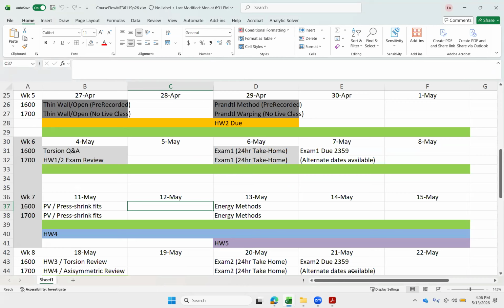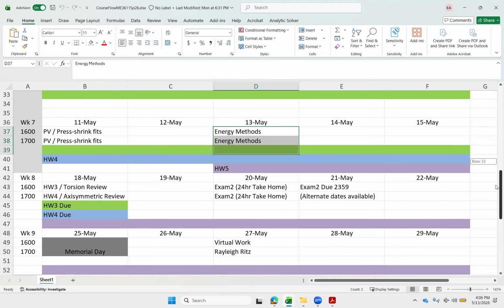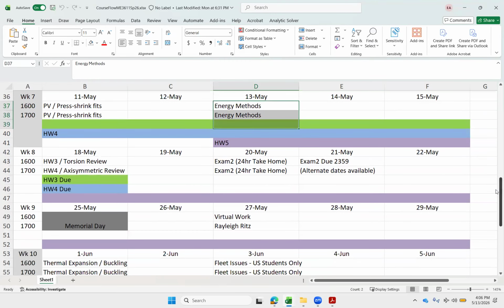thermal expansion and buckling. So today we're going to dive into energy methods, get the whole X-Men Origins Wolverine backstory for that, and look at a few applied problems. Then we'll take a little break from that next week.